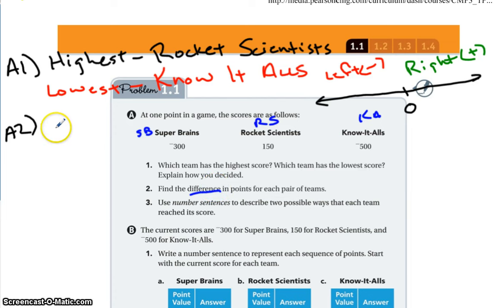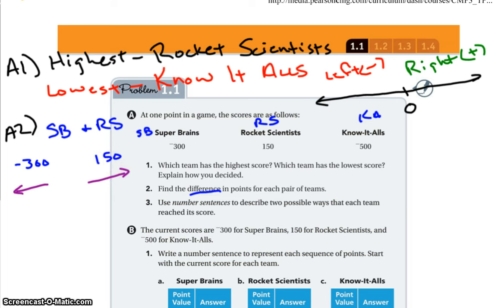So first thing we're going to do is we are going to look at how far apart they are. So I'm going to take the super brains and the rocket scientists. Okay, super brains are sitting at negative 300 points, and the rocket scientists are at 150. Well, before we learn how to subtract these properly, I'm going to do some simple logical thinking here, and I'm going to know that from 0, if I start at 0, this is going 300 places to the left, and this is 150 places to the right.